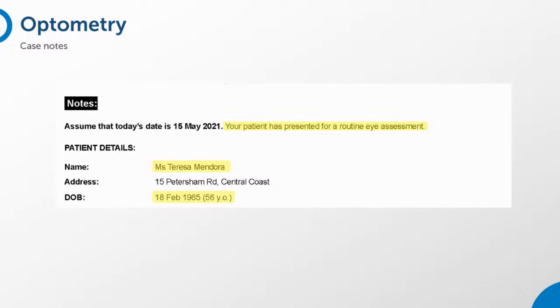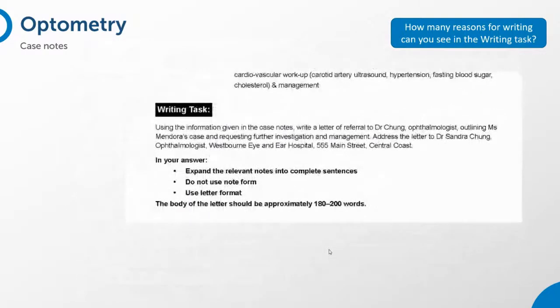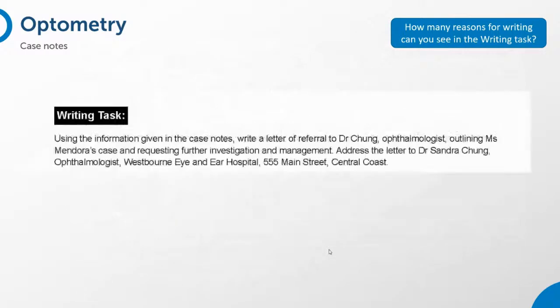Then the place that we need to go to is the writing task, which is at the other end of the case notes. And we need to work out how many reasons for writing we can find in the writing task.